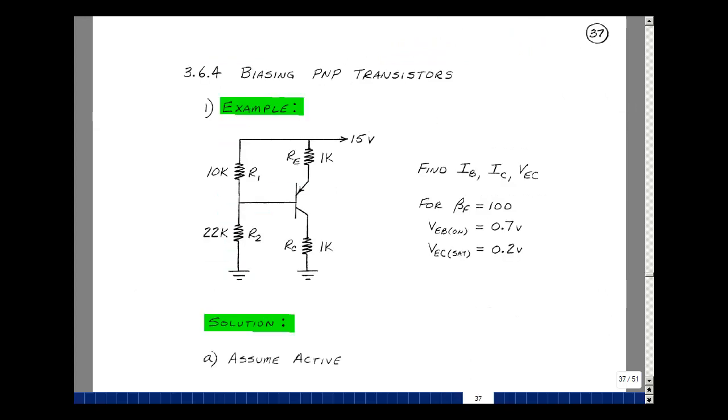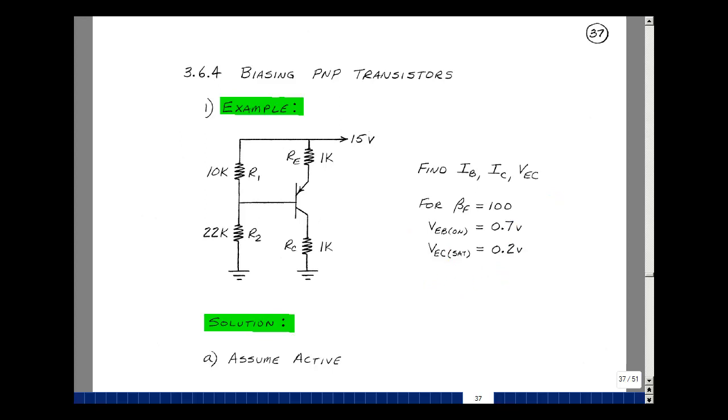Let's take a look at biasing a PNP transistor using the resistors R1, R2, RC, and RE. Now in PNP transistors, we have the emitter pointing into the transistor, and normally in schematics people draw the current flowing from the top of the drawing to the bottom. You don't have to do that, but that's a common notation. I'll draw the emitter on the top and the collector on the bottom. Let's find I sub B, I sub C, and V sub EC. If beta F is 100, V sub EB on is 0.7, and V sub EC sat is 0.2.